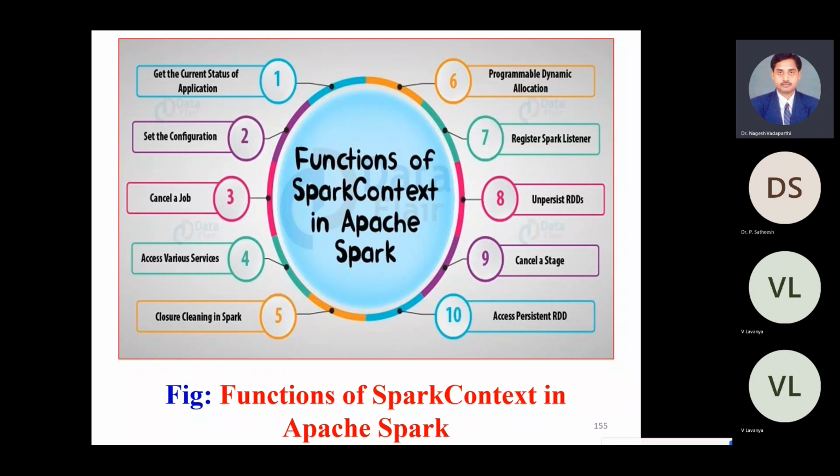So closure cleaning in Spark: I'm closing that particular task or particular executor. Then programmable dynamic allocation: I'm allocating some memory to a particular node, particular executor, particular data node. That is called one more task.